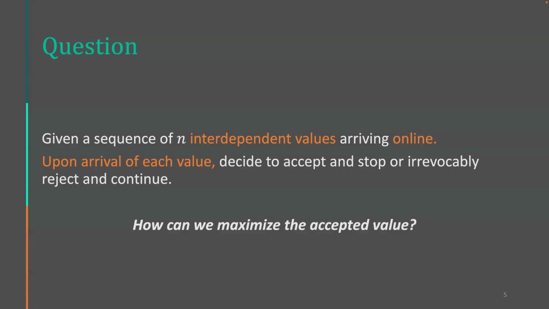So the main question that we are going to be tackling today is: given a sequence of n interdependent values arriving online, upon arrival of each value, we have to make a decision whether we want to accept the current option and stop, or irrevocably reject and continue on to the next one. And the question is, how can we maximize the accepted value? Okay. And this sort of optimal stopping is where the title comes in.